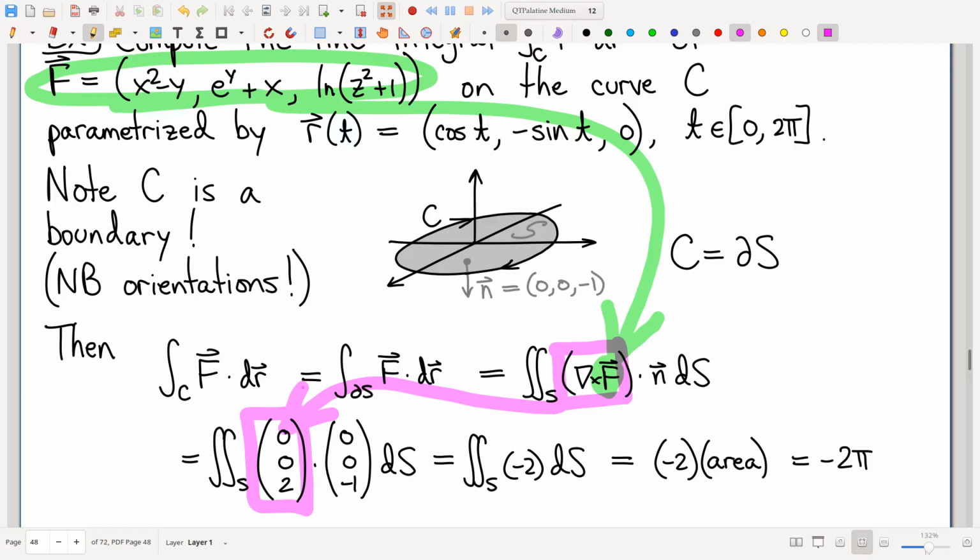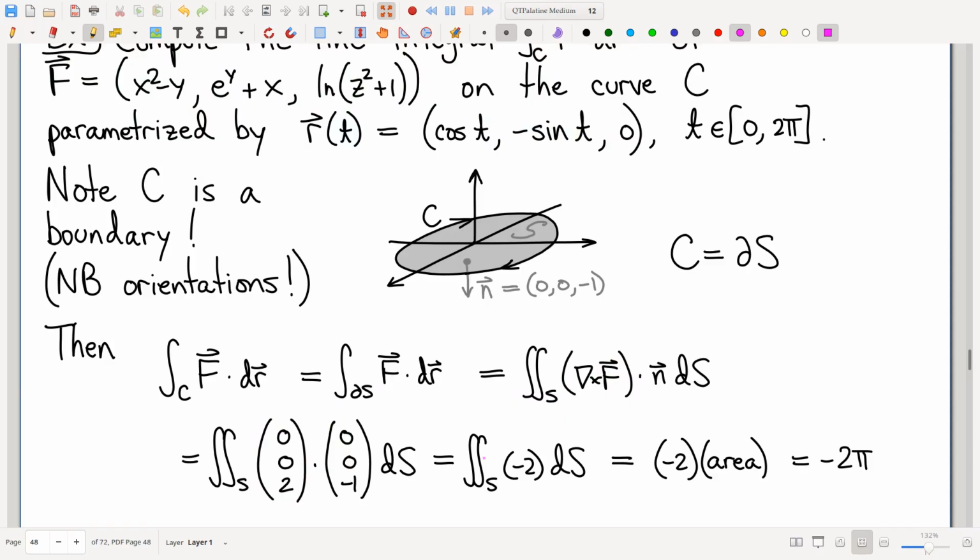Naturally, I arranged it this way. Again, trying to make a sale here. I want y'all to be impressed with Stokes' theorem. So I arranged it to work out awesome. But that said, it actually works out awesome pretty regularly. This is not a narrow niche sort of a situation. This is not unusual.